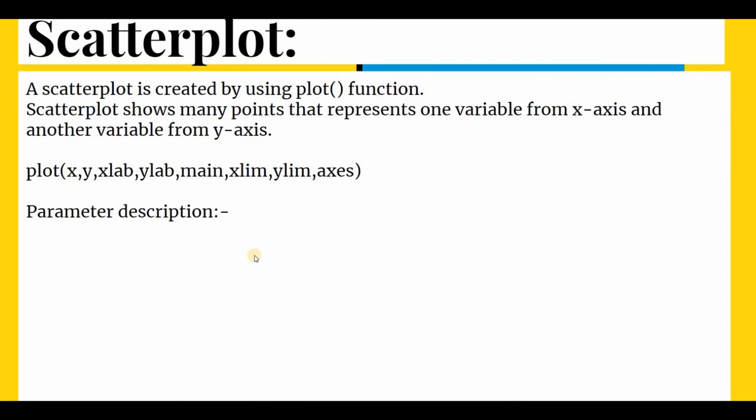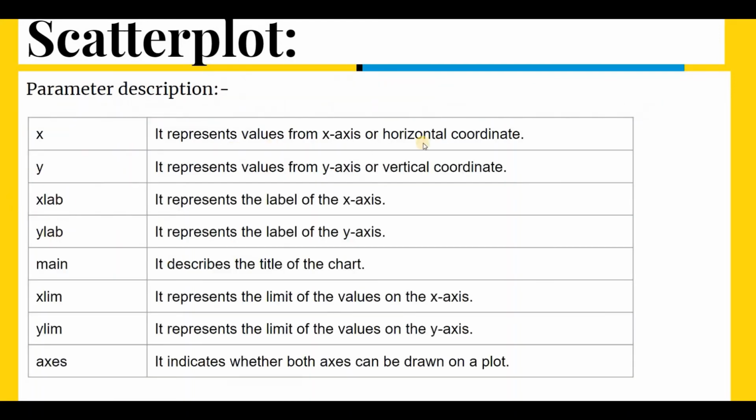And the parameters that we have in this scatter plot are x, that represents the values from the x-axis or the horizontal coordinate; y, it represents the values from the y-axis or the vertical coordinate; xlab, it represents the label on the x-axis; ylab represents the label on the y-axis. Main is the title of the chart. Lim, so this will represent the limit of the values. So xlim represents the limit of the values on the x-axis, ylim represents the limit of the values on the y-axis, and axes, it indicates whether both the axes can be drawn on a plot.